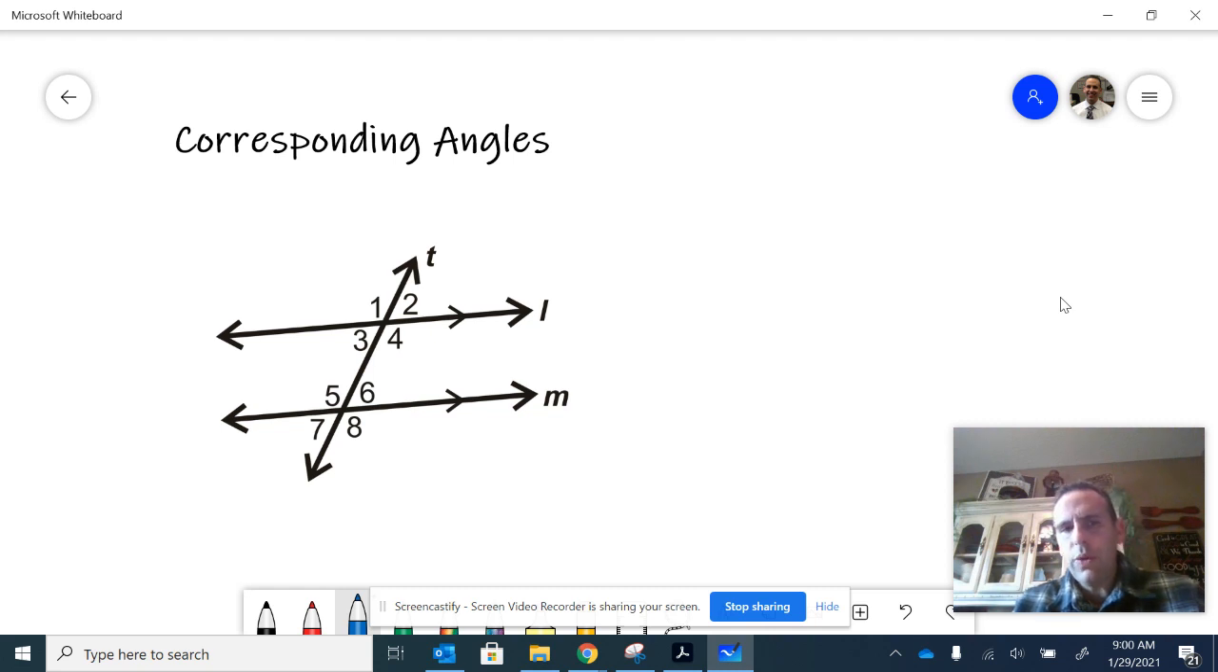Hello, welcome to a lesson on corresponding angles. In this case, corresponding means same location.